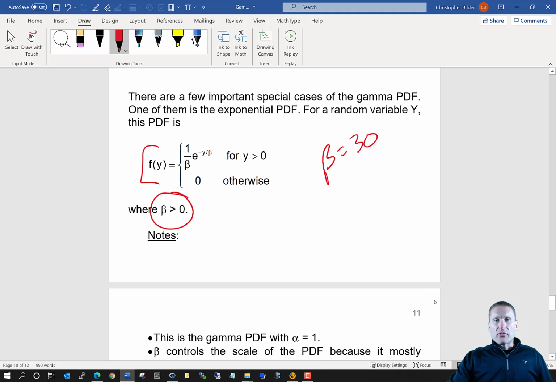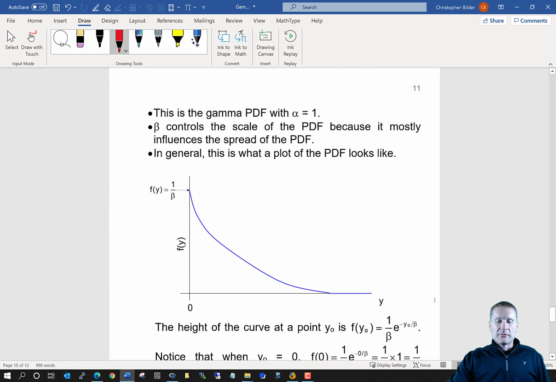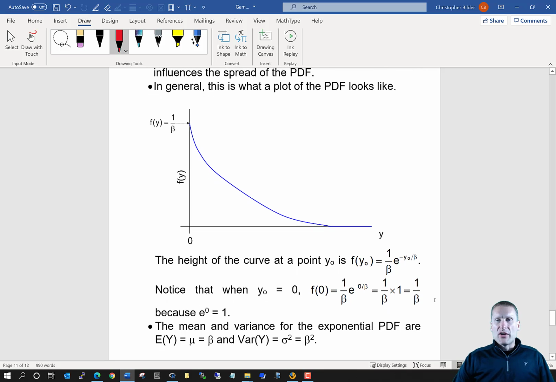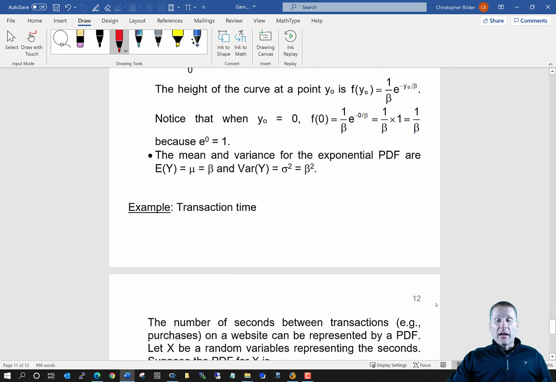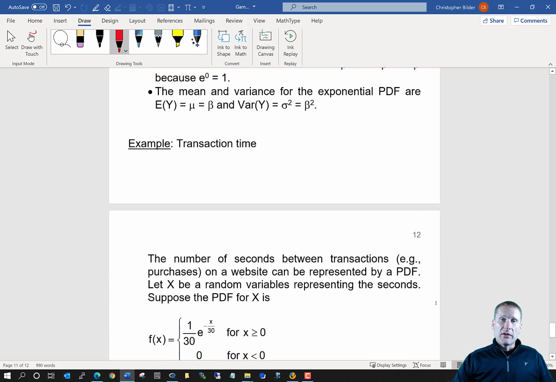Why is this a special case? Simply, alpha is equal to 1. Here's a nice general plot of what it's going to look like. If you put y equals 0 into f of y, look what you get out, 1 over beta. So that's the highest point of that PDF. The mean and the variance of this exponential PDF correspond to what you would expect, because alpha is equal to 1. So the expected value of y is beta. The variance of y is beta squared.